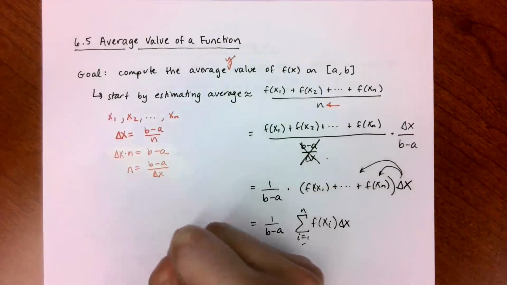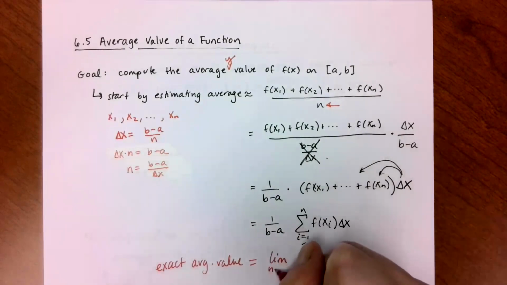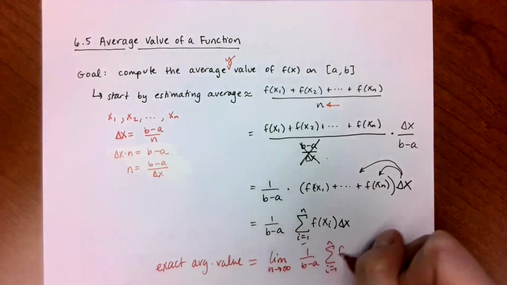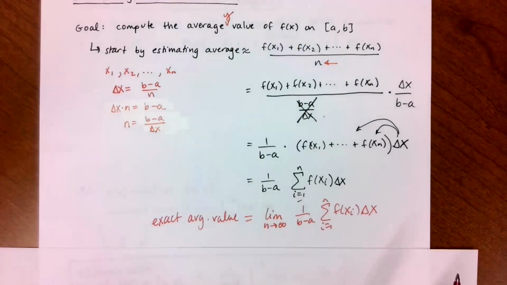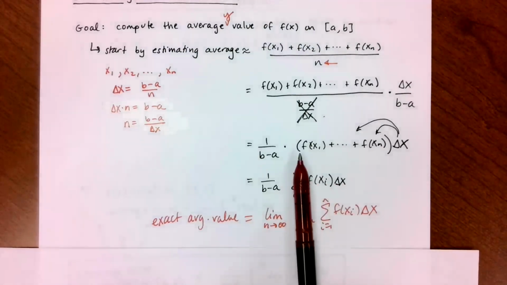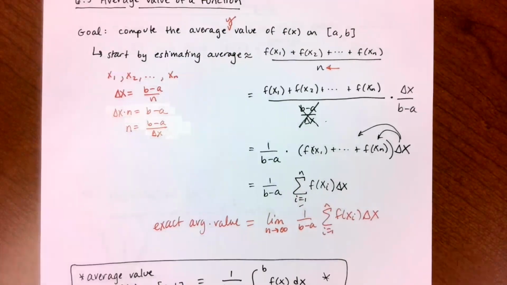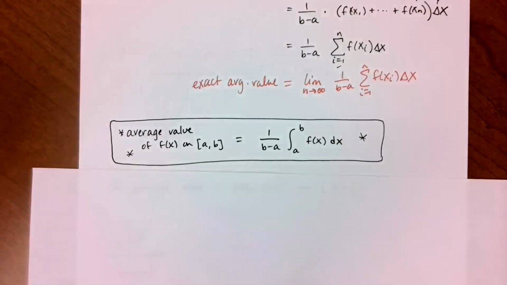So the exact average value is the limit as n approaches infinity of the expression above, 1 over b minus a, sum from i equals 1 to n, f of x_i delta x. And this should look a little bit familiar. If we ignore the 1 over b minus a term, which is just a number, we have exactly the limit from the Riemann sum section that eventually became the definition for that exact area under the curve, which is the definite integral.